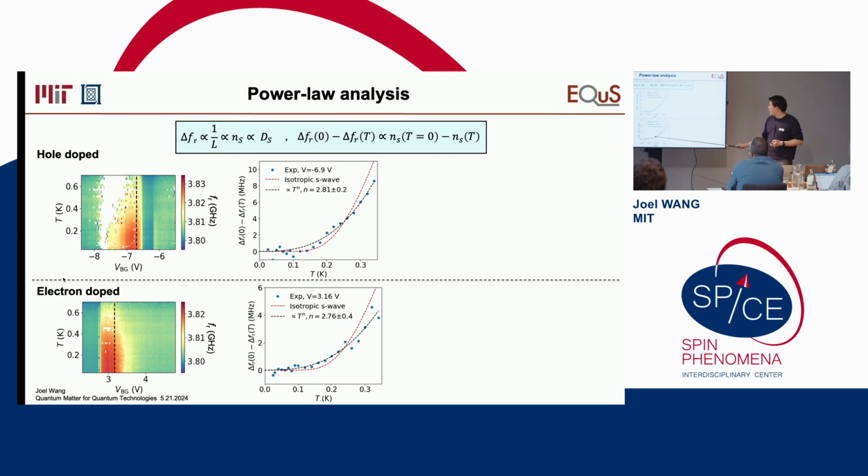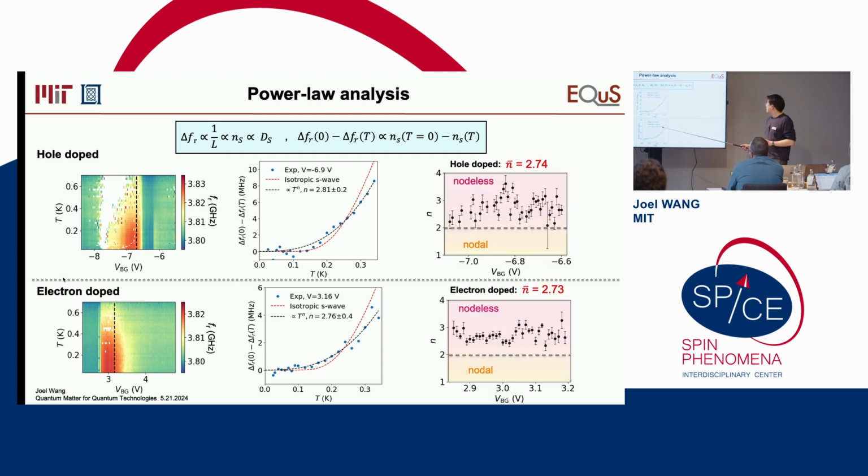And we can see similar behavior in the electron- and hole-doped regions. Again, it deviates from the isotropic S-wave behavior, but it also shows a pretty significant exponent. We can do this fitting for the entire device, and you can see that pretty uniformly, our devices have an exponent that's way above n equals 2. So from this data, we believe this is closer to a nodeless superconductor.